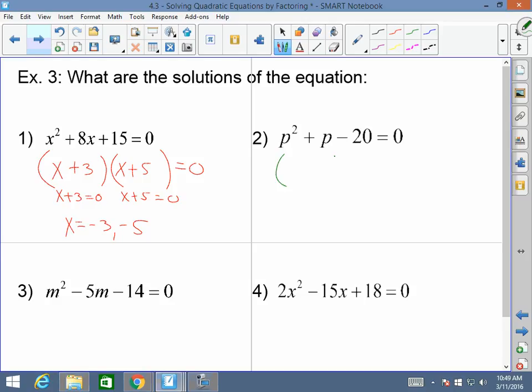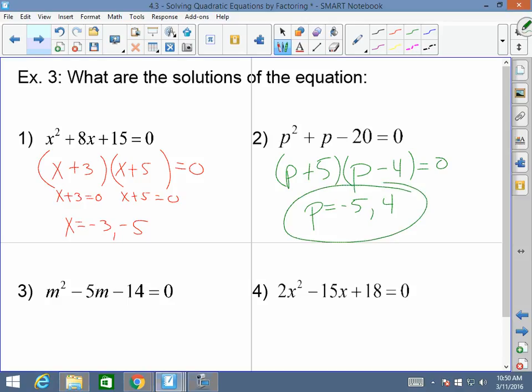Number 2, we're going to factor p plus 5 and p minus 4 equals 0. So p equals negative 5 and positive 4. Those are my x-intercepts. Those are the values through which the graph goes through on the x-axis. That makes sense?